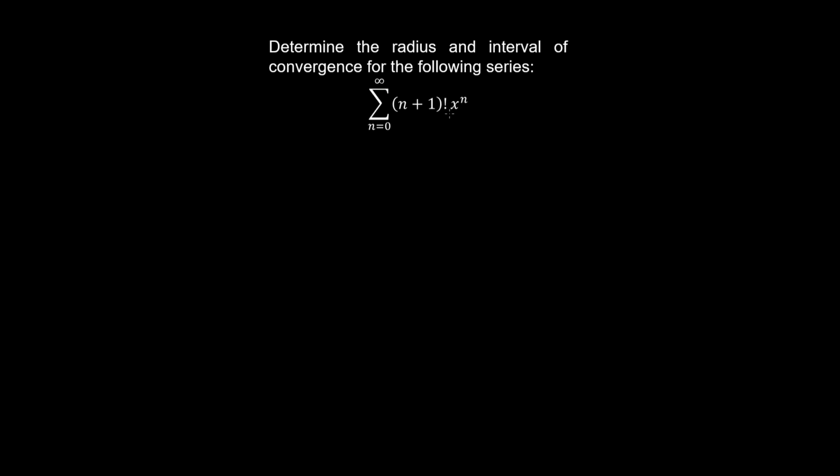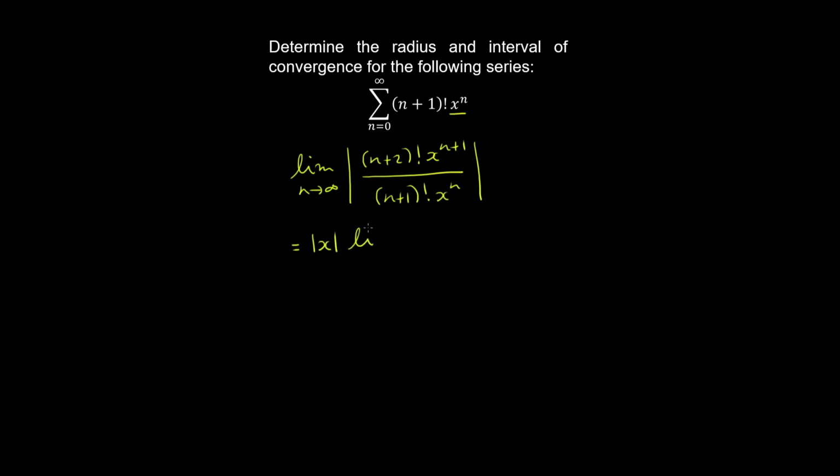Let's find the radius and interval of convergence for the following power series. So again, we check for absolute convergence using the ratio test. So we take the ratio of the next term in the series to the current term in the series. And we check for absolute convergence because x can be negative. So because n is positive, and x to the n plus 1 on x to the n evaluates to x, we can take the absolute value of x outside the limit and take the limit of the ratio of the factorials.